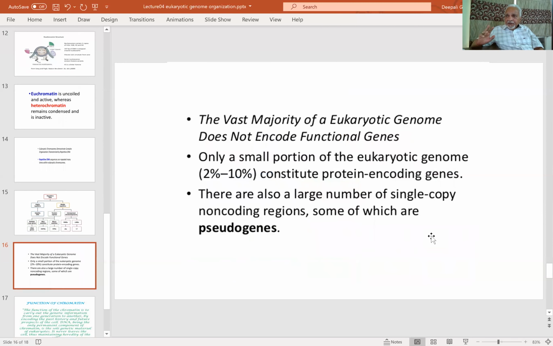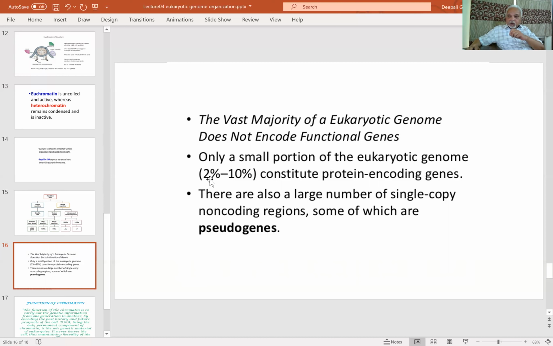Now, very interestingly, the information generated by looking at the genome, its sequences and annotations, shows that the vast majority of the eukaryotic genome does not encode functional genes. For example, it is only 2 to 10% of the genome which codes for proteins. It means 90 to 98% of the genome is non-coding. And of course, some of it codes for pseudogenes, which is again part of the non-coding.